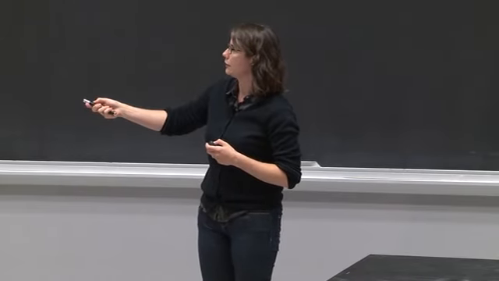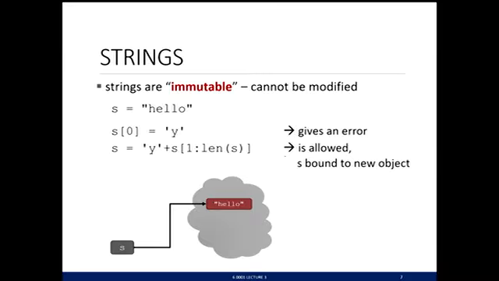Let's say I have this string s is equal to hello. Remember in the first lecture we drew a diagram sort of like this. This is my memory. I have this object hello. And this object hello is bound to this variable s, right? So now I can access the object hello using this variable s.